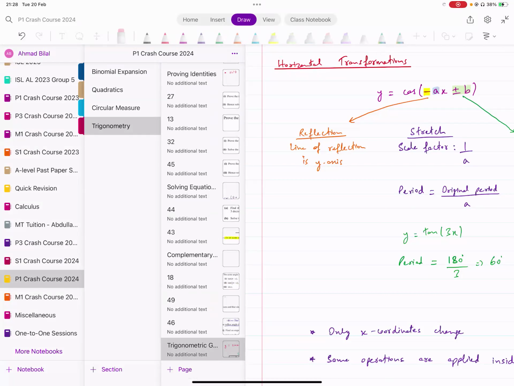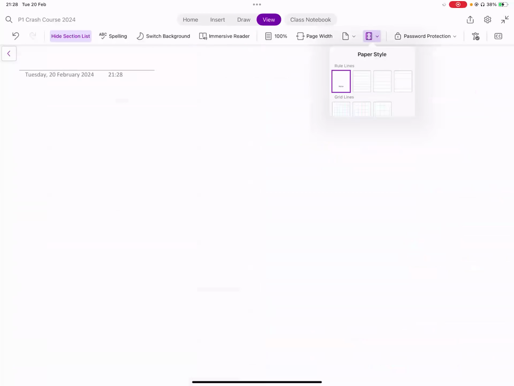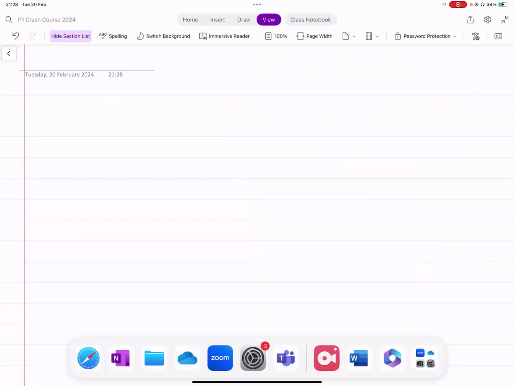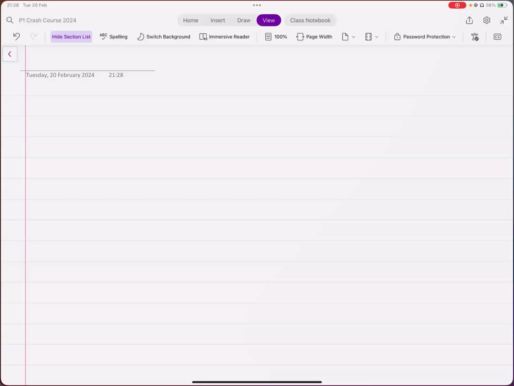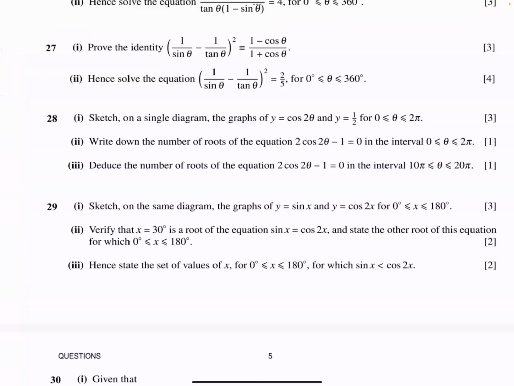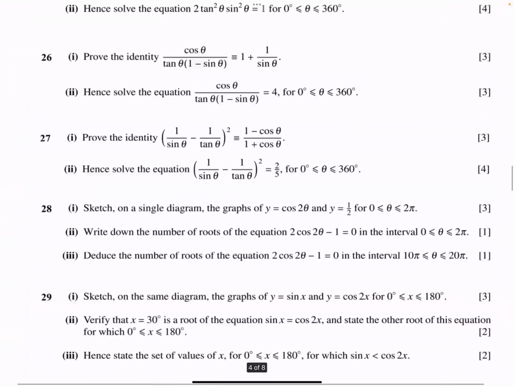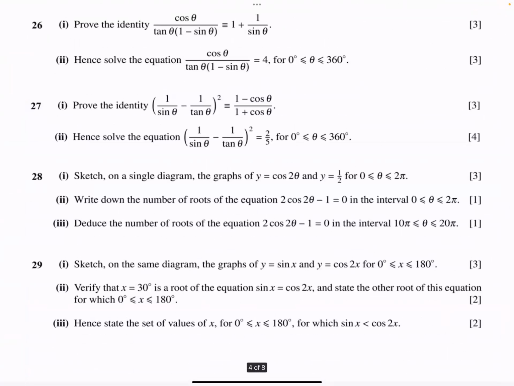No, sir. No. Okay, so what I'm going to do is I'm just going to have a look at one question myself. Okay, let's try this one, for instance. Question number 28 from the worksheet.